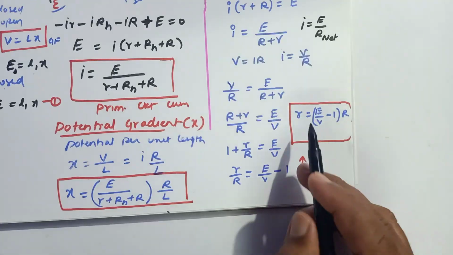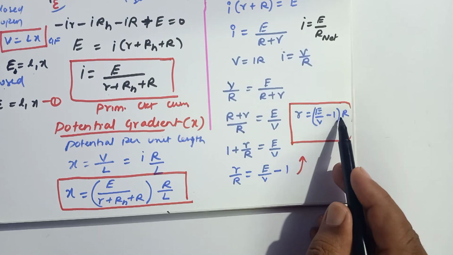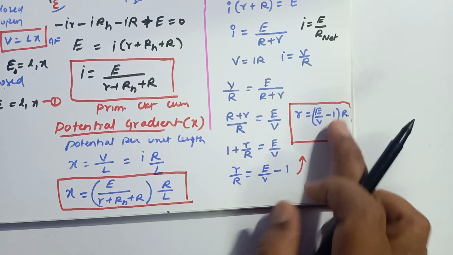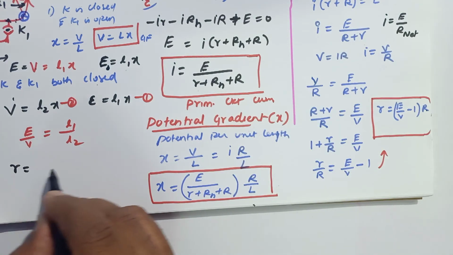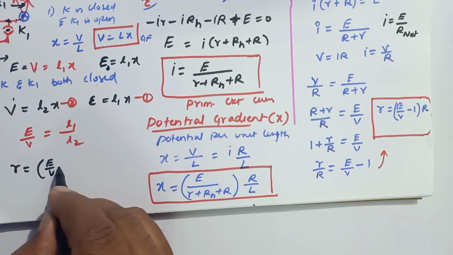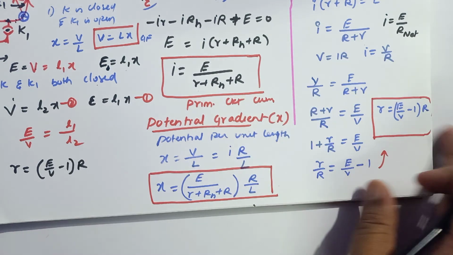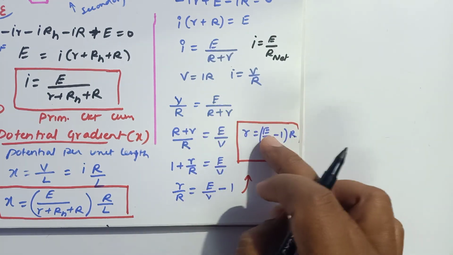Previously, we have derived the formula to find out the internal resistance: r is equal to (E by V minus 1) into R. This basic concept you have to write here now. Small r is equal to (E by V minus 1) into capital R. So this is the basic formula to find out the internal resistance of any cell.